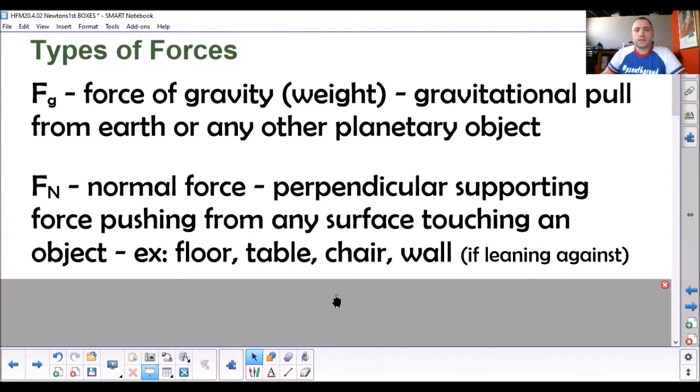All right, the second one is called a normal force. Normal force, one way you can remember is it's normally there. It's a perpendicular supporting force that pushes from any surface touching an object. So the floor, when you're standing on the floor, is pushing up on you and keeping you from falling down. Your chair, when you sit in a chair, the chair is pushing up on you to make sure you don't fall and hit the floor. If you're leaning against the wall, then the wall is supporting you. The wall is pushing back on you to make sure you don't fall down.